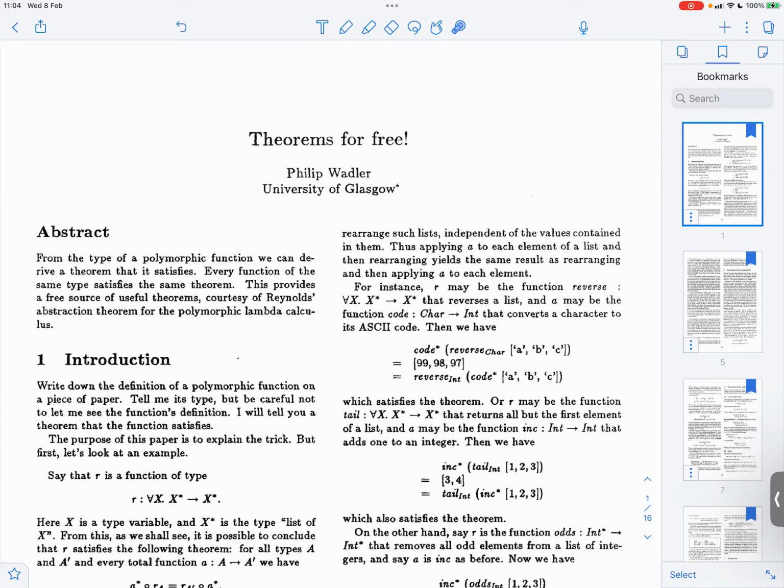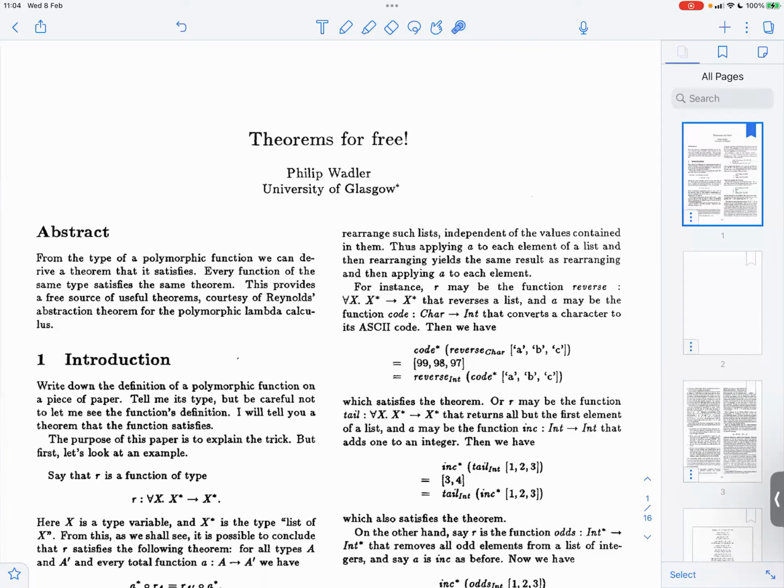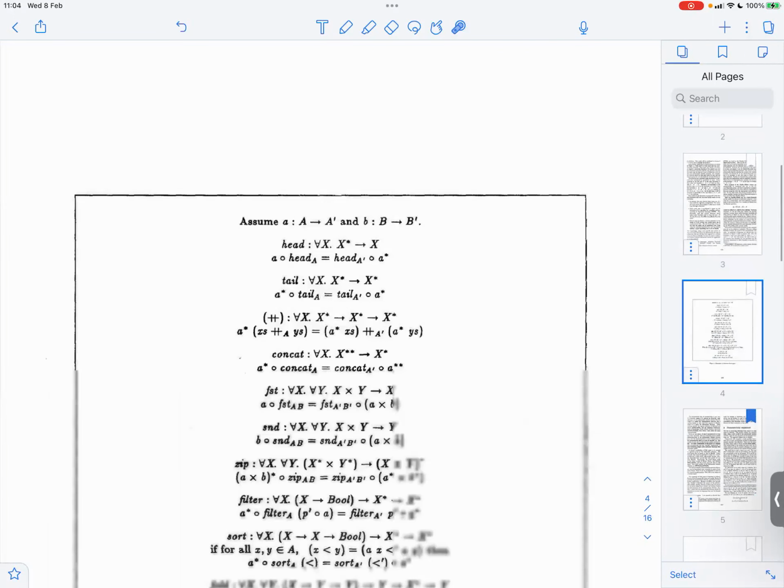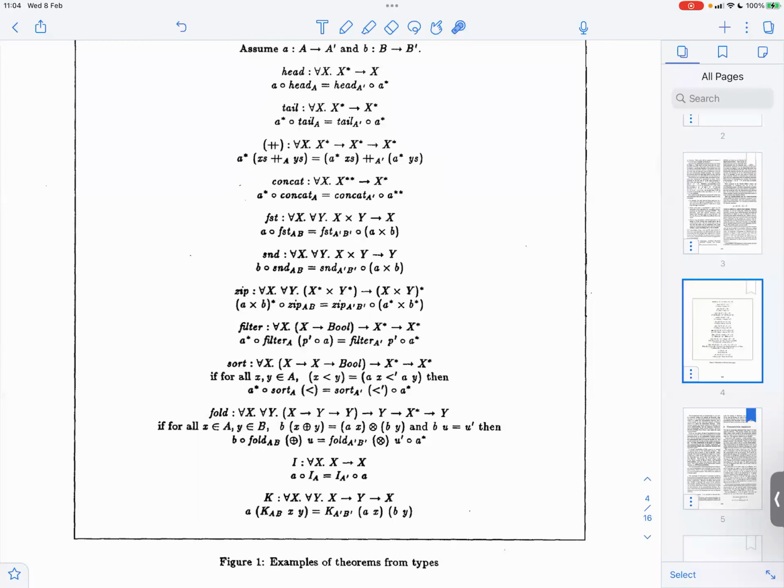In a different part of the paper, he gives examples of free theorems. These are the examples for different functions. In his notation, x star is the same as list of x. So it's a list of elements of type x. And a star is the same as f map of a. So f map for the list functor. So that's fine. I can understand that.